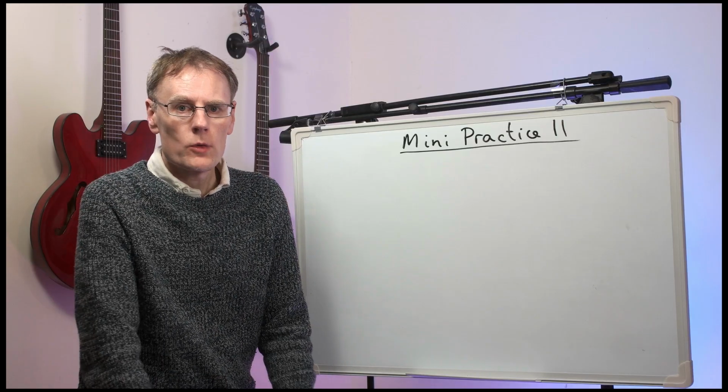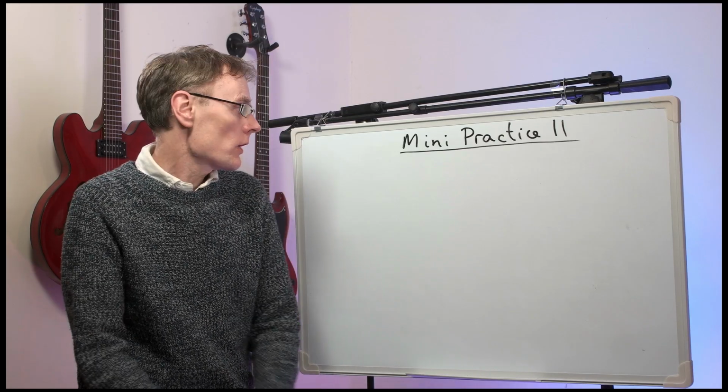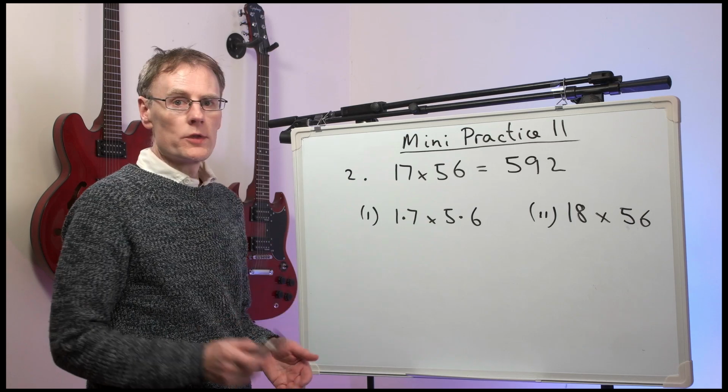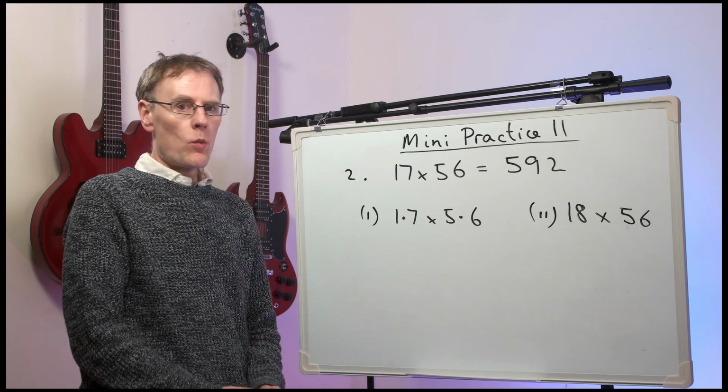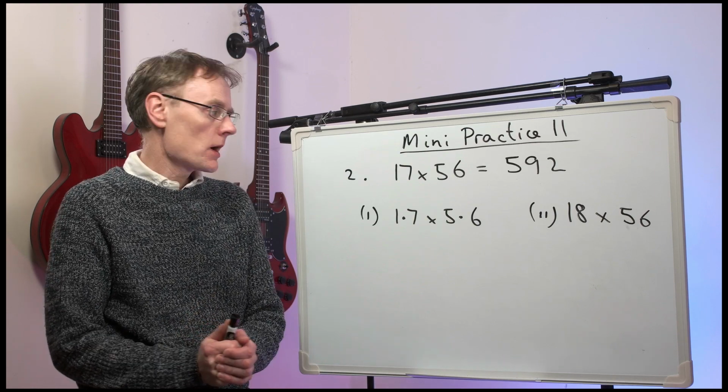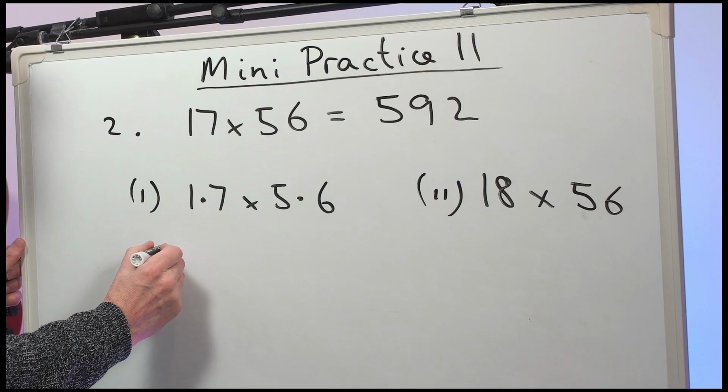Okay, I'd like to go through a few of the questions from Mini Practice 11. Okay, first of all, question 2. You were told that 17 times 56 is 592. So part 1, what is 1.7 times 5.6?